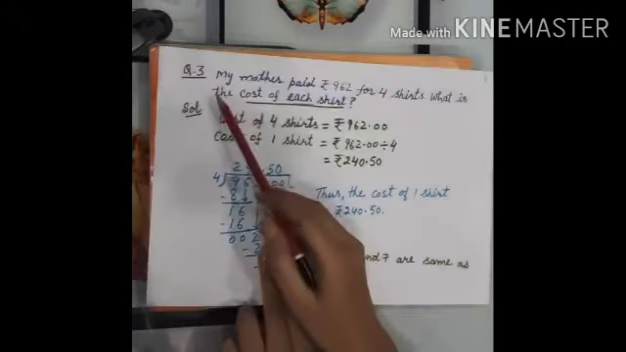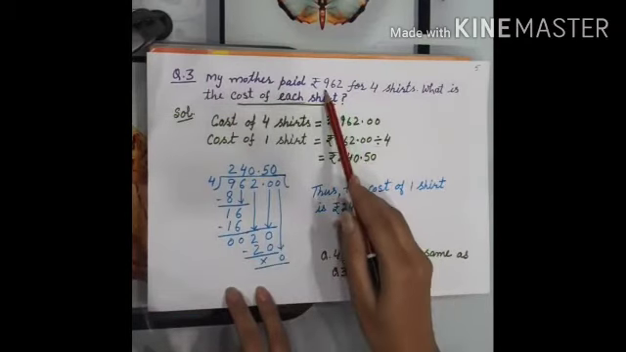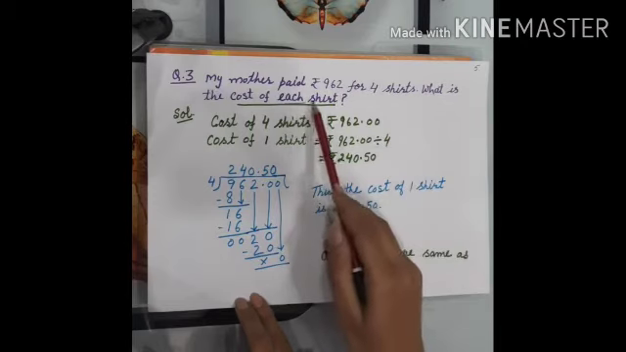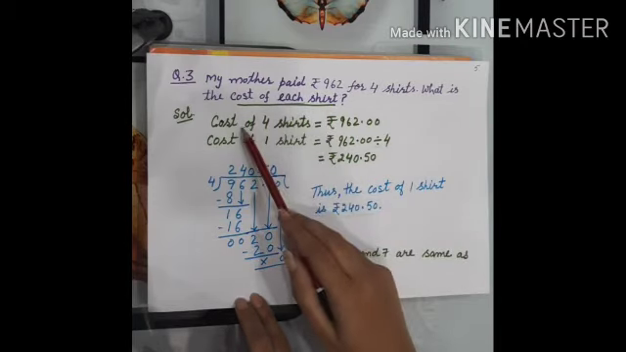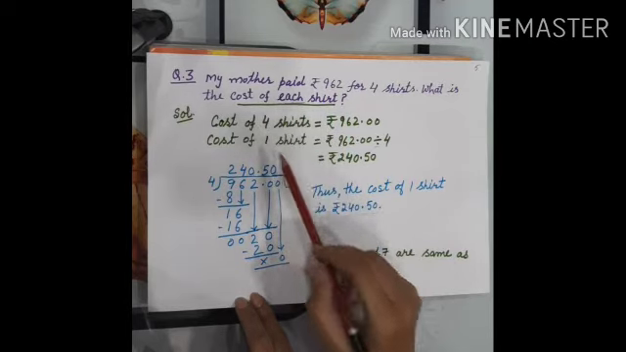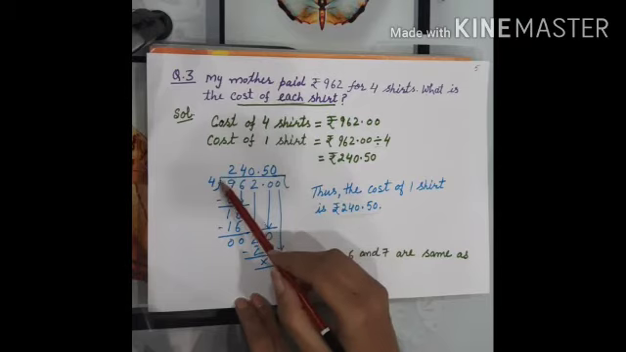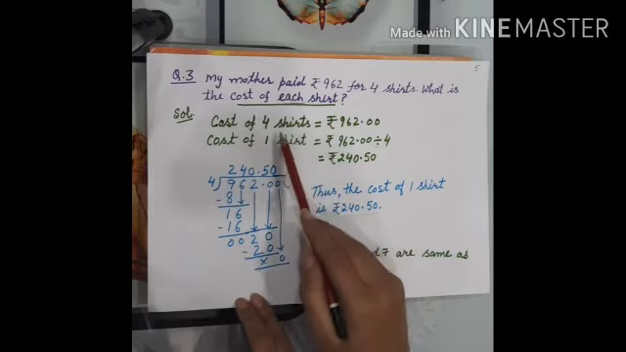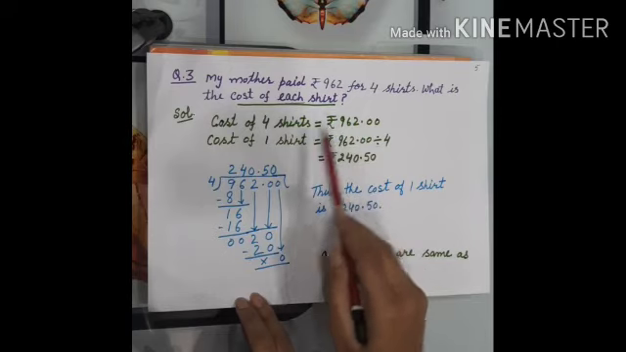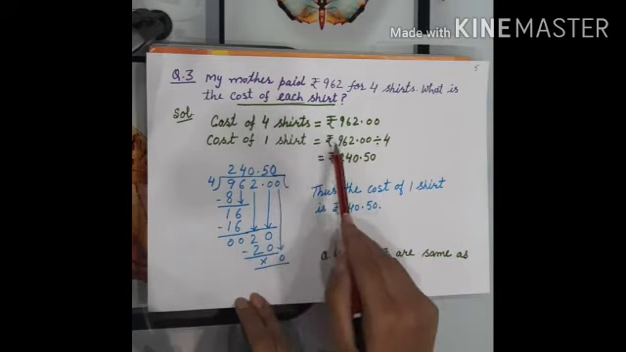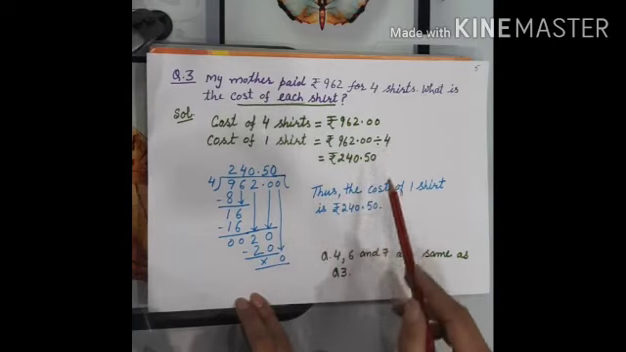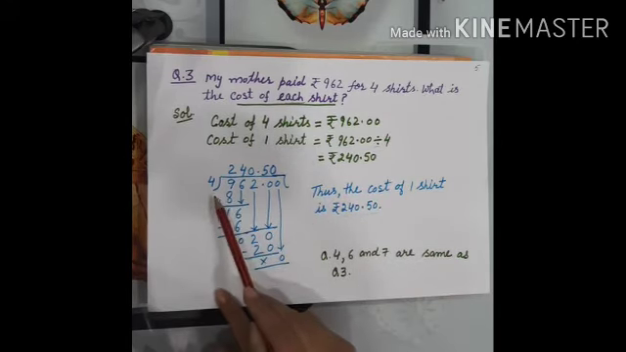Question 3. My mother paid rupees 962 for 4 shirts. What is the cost of each shirt? Value of 4 shirts is given. Find the value of one shirt. To find the value of one thing, we should divide. Solution: cost of 4 shirts is rupees 962 and 0 paise. Cost of one shirt is rupees 962 and 0 paise divided by 4.